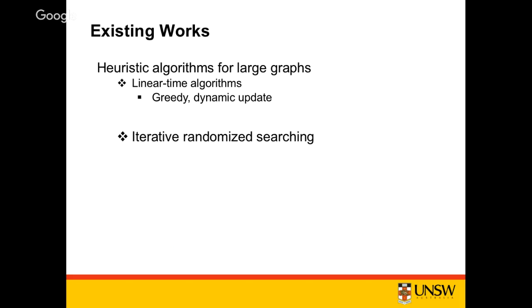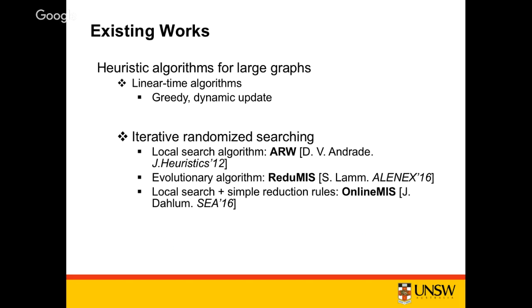The difference between these 2 approaches is that in the greedy algorithm, we just sort all the vertices by their degree in the initial stage, and then we scan this sequence in this order. But in the dynamic update, each time after we remove a vertex from the graph, we need to update the degree of the remaining vertices. Both algorithms can be done in linear time.